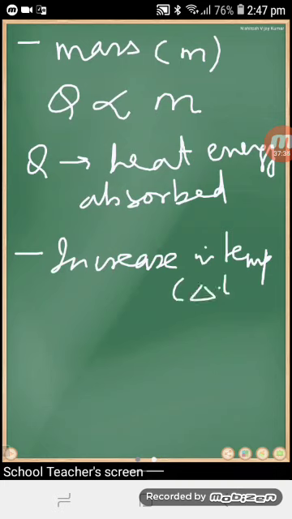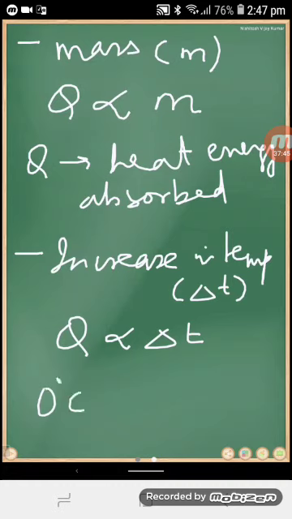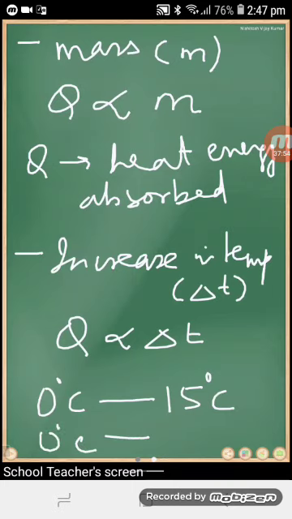That is delta T. Here also we find that Q is directly proportional to delta T. Say from 0 degrees centigrade, I have to increase it to 15 degrees centigrade, and from 0 degrees centigrade, I have to increase to say 50 degrees centigrade, definitely keeping the mass same. For 50 degrees it will take more time. More time means more energy it has to absorb, whereas for 15 degrees it will take less time because less energy has to be absorbed. All right.